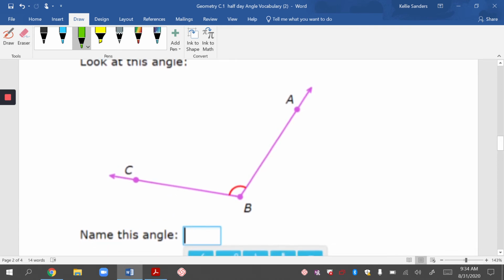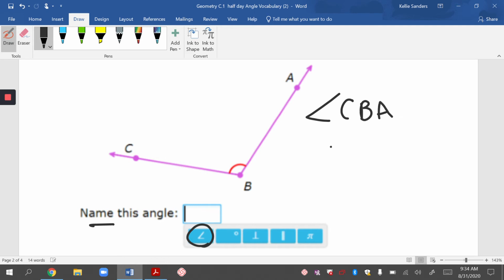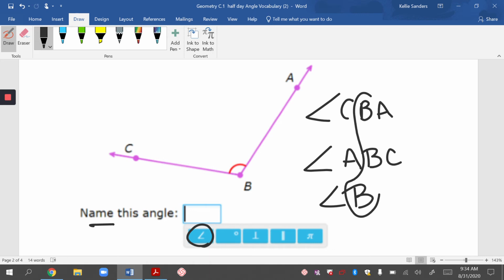Look at this angle. Name the angle. So again, you must choose this button because we are naming it. So angle CBA, angle ABC, or just angle B. The vertex has to be there.